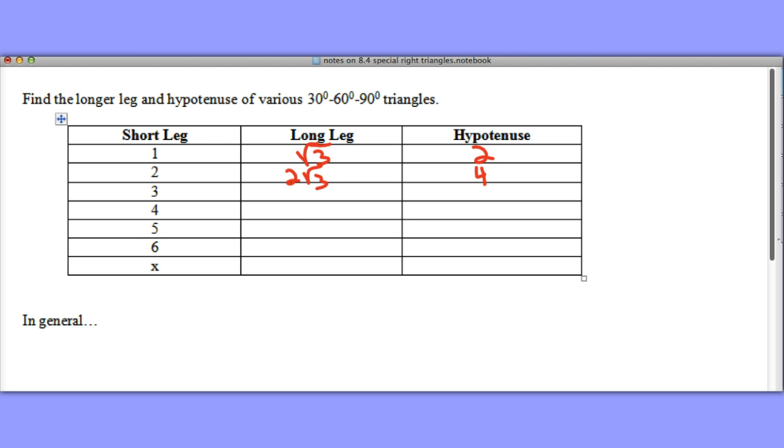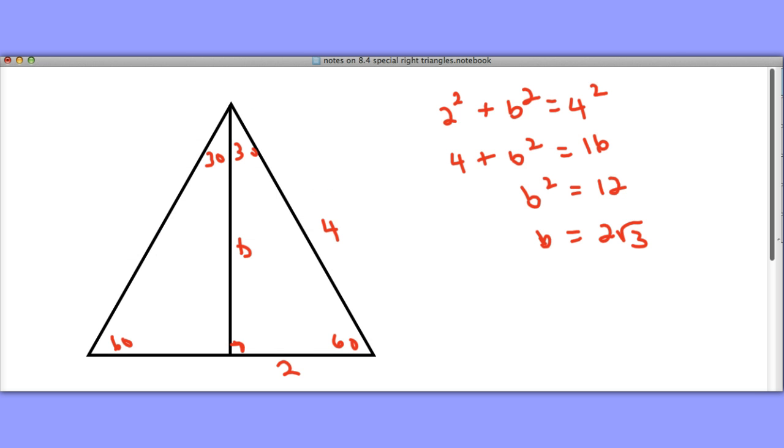Let's do one more of these. And this time we'll change it to 3. I'm wondering if my answer is going to have root 3 in it again like the other ones did. Let's see. So our short leg is 3. Our long leg is, well, we're figuring out, and our hypotenuse is 6. So I have 3 squared plus b squared equals 6 squared. We have 36 for b.